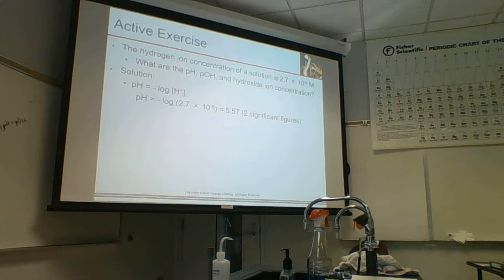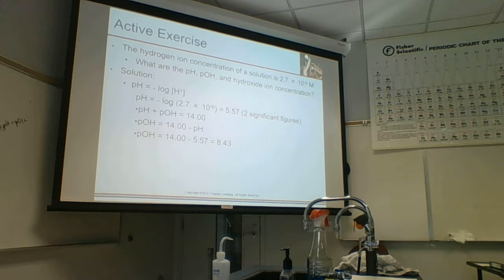What else do we want? We want the pOH. So if that's the pH, what's the pOH? Well, the pH and the pOH must add up to 14. And so the pOH is 8.43. 8.43 plus 5.57 is equal to 14.